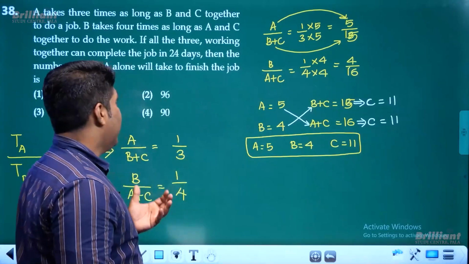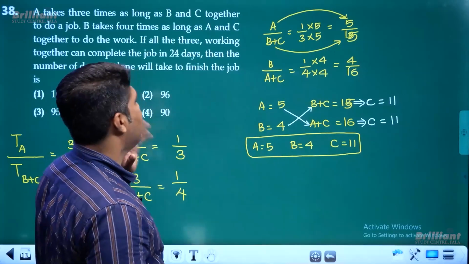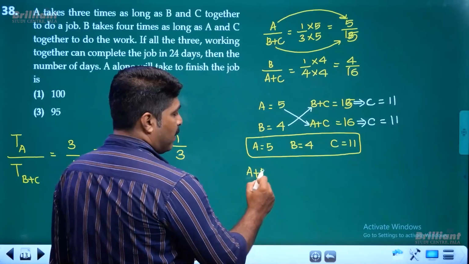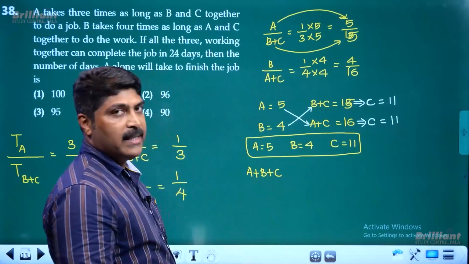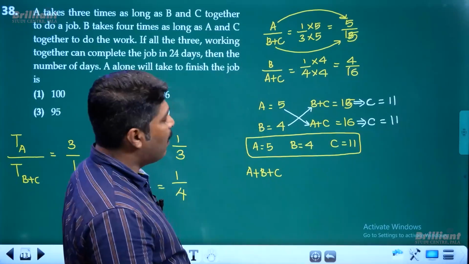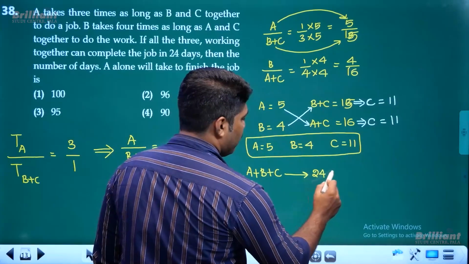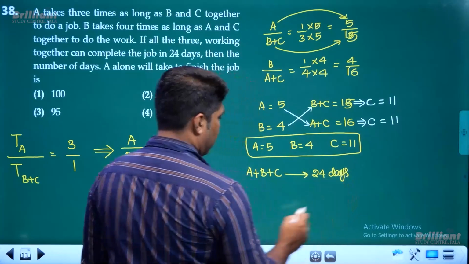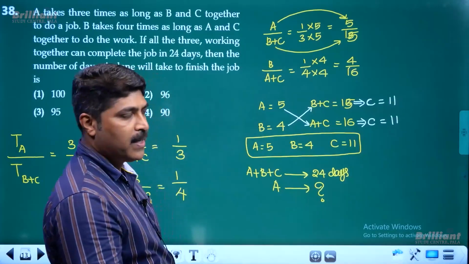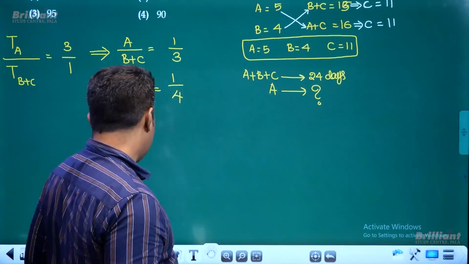And our question contains this data. If all the three, A plus B plus C, working together can complete a job in 24 days, then A alone, how many days? So this is the question. How can we use this efficiency concept for finding the answer to such a question? That's the basic idea.